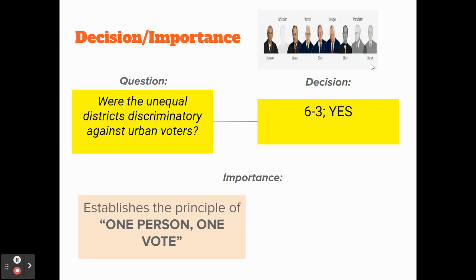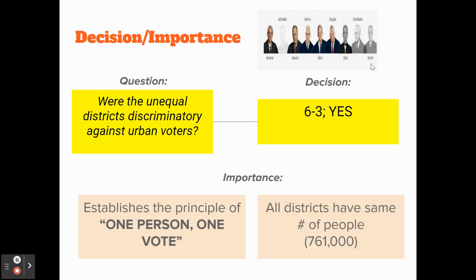The importance of this is that it establishes a principle known as one person, one vote. This is going to always be the indication that we're talking about Baker v. Carr, this little slogan that goes along with it. And basically what this simply means is that from this point forward, all districts have to try their best to include roughly the same number of people within them. You could draw funny shaped districts, they could be odd looking, but they have to include roughly the same number of people. And that number today is about 761,000 people.